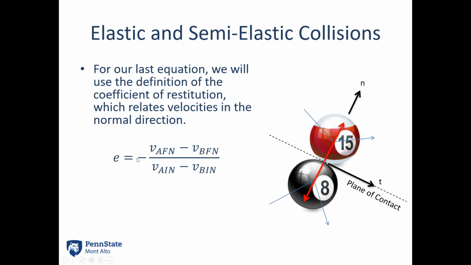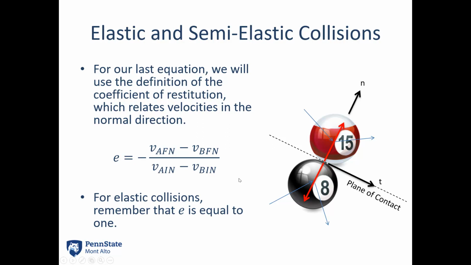So this is the coefficient of restitution, which hopefully we are either given or going to be solving for, is going to be equal to the velocity of particle A, final in the normal direction, minus the velocity of particle B, final in the normal direction, over the velocity of particle A, initial in the normal direction, minus the velocity of particle B, initial in the normal direction. All right, so for elastic collisions, we just need to set E equal to 1. And then for every semielastic collision, E is some number between 0 and 1.